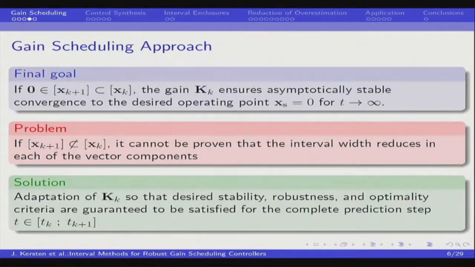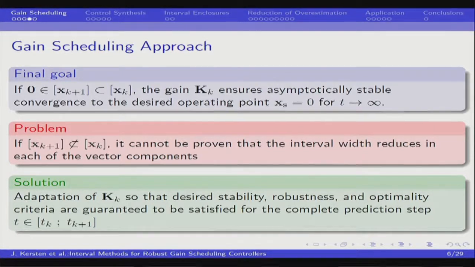So our final goal is to produce or predict the next interval step, which is included in the previous one. And there we have the gain controller, which ensures asymptotic stable convergence to the desired operating point. The problem is if the new state is not included in the first one, it cannot be proven that the interval width reduces in each of the vector components. So the solution for that is the adaptation of the gain controller, of course.